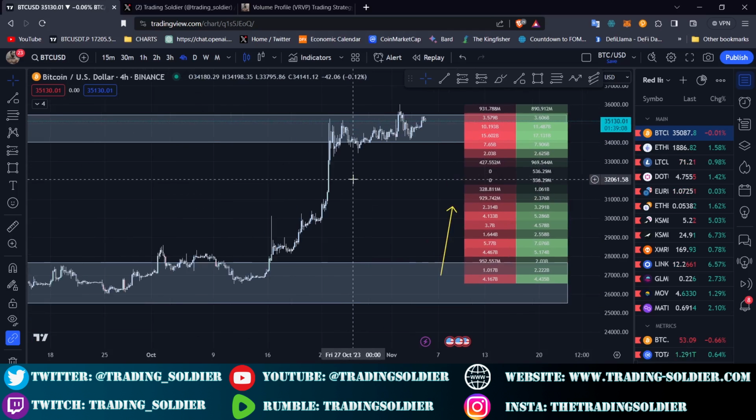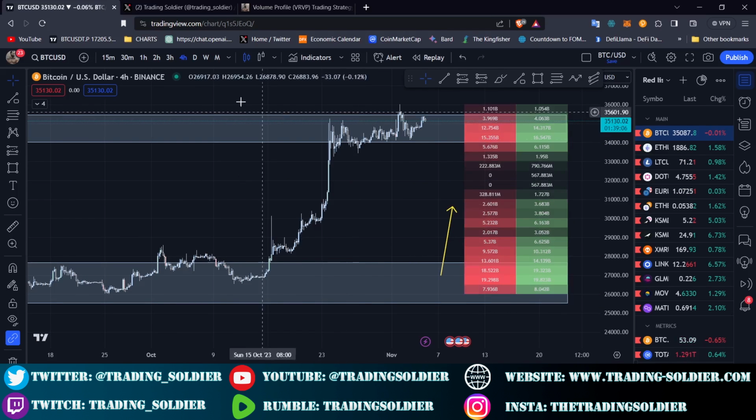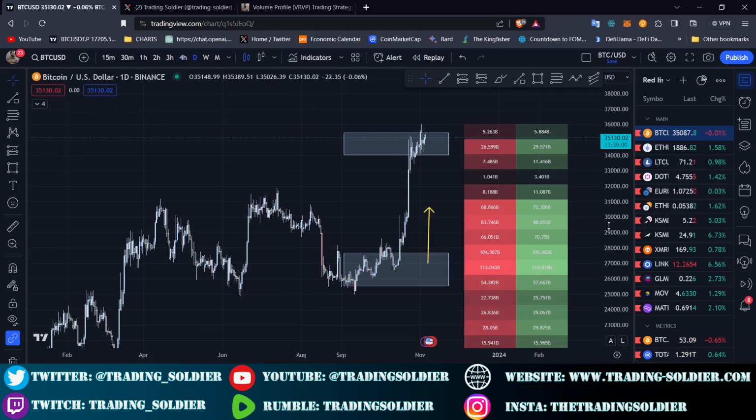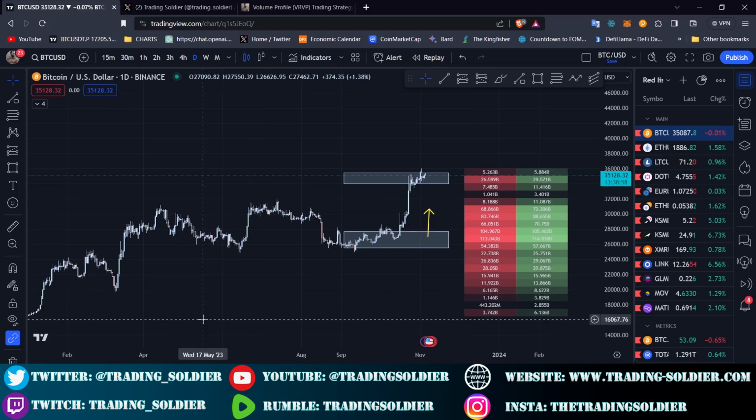But here he has done a very good job adapting it to the visible range that you have in the chart. If we switch to the daily time frame, for example, you can see that it automatically takes the swing low and the swing high of the visible range that we are seeing, and it creates a heat map.